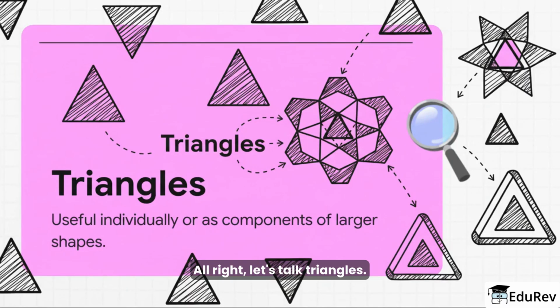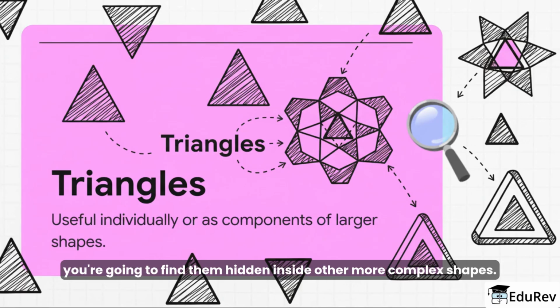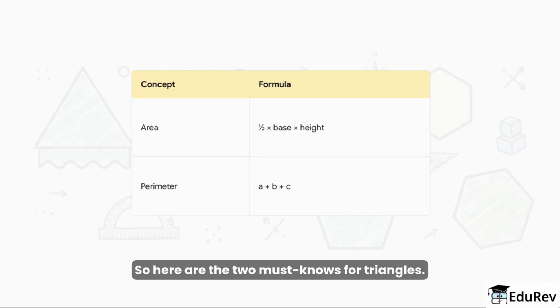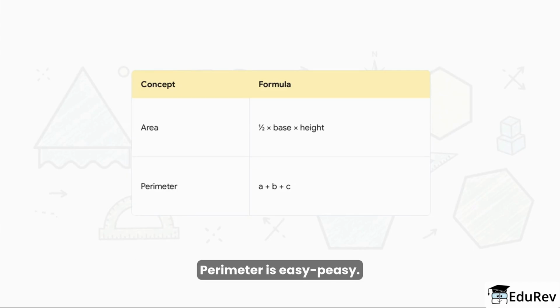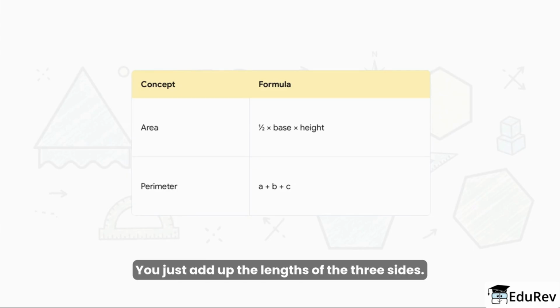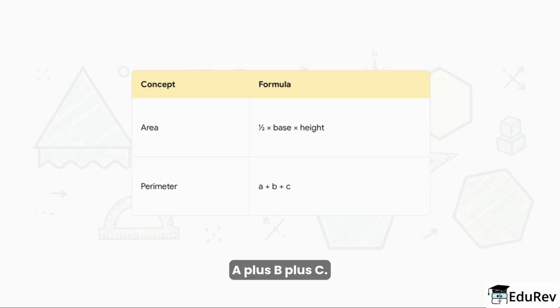All right, let's talk triangles. These are incredibly versatile. You'll definitely find them on their own, but more often than not, you're going to find them hidden inside other more complex shapes. Learning to spot them is a critical skill we're going to work on. Here are the 2 must-knows for triangles. Perimeter is easy peasy. You just add up the lengths of the 3 sides, a plus b plus c.